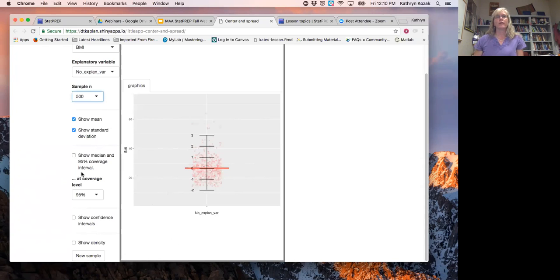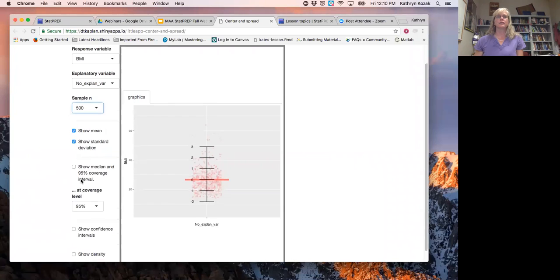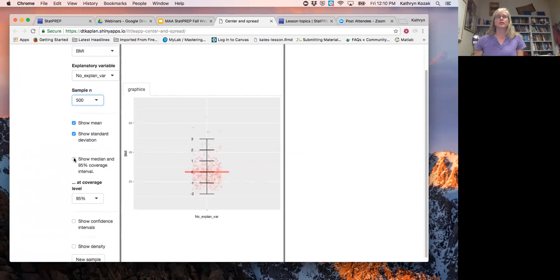You can also, and this is kind of an introduction to things, get the idea of doing a median or actually show a confidence interval. So you can show the median and a 95% coverage interval. You can see the median and the mean are pretty close in this sample, because the median is this blue line right here, and the mean is a red line.